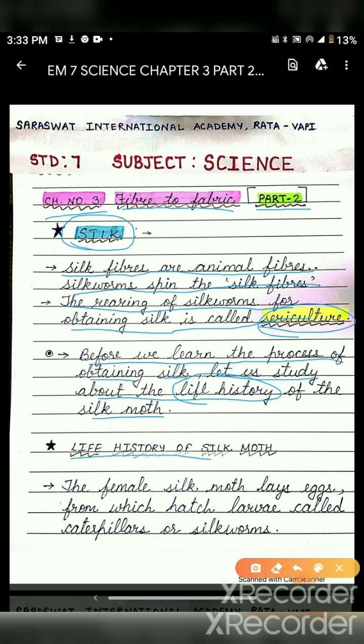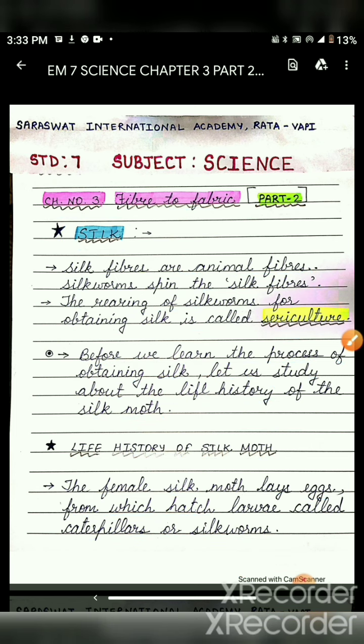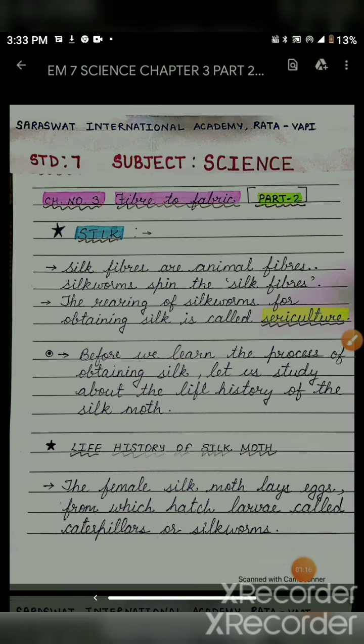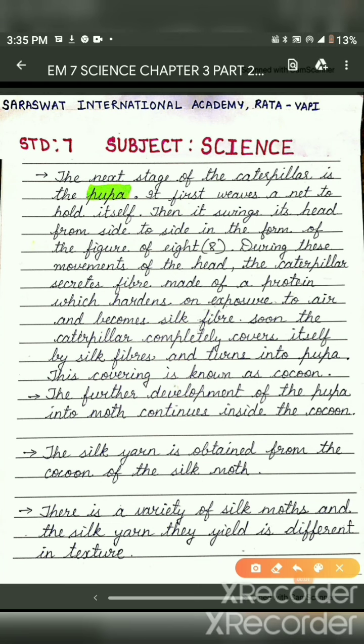Life history of the silk moth. The female silk moth lays hundreds of eggs from which hatch larvae called caterpillars or silkworms. The next stage of the caterpillar is the pupa. The caterpillar first weaves a net to hold itself like a web. Then it swings its head from side to side in the form of the figure of 8.